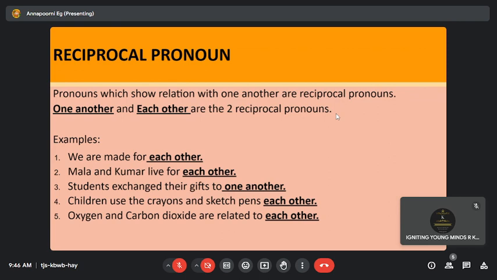Oxygen and carbon dioxide are related to each other, right? We inhale oxygen, we exhale carbon dioxide. Both inhaling and exhaling are important. That's why oxygen and carbon dioxide are related. What we exhale is carbon dioxide, and that's what the plants inhale, and they will release oxygen. That is what we are breathing in. So oxygen and carbon dioxide are related to each other. वे आपसी related हैं.